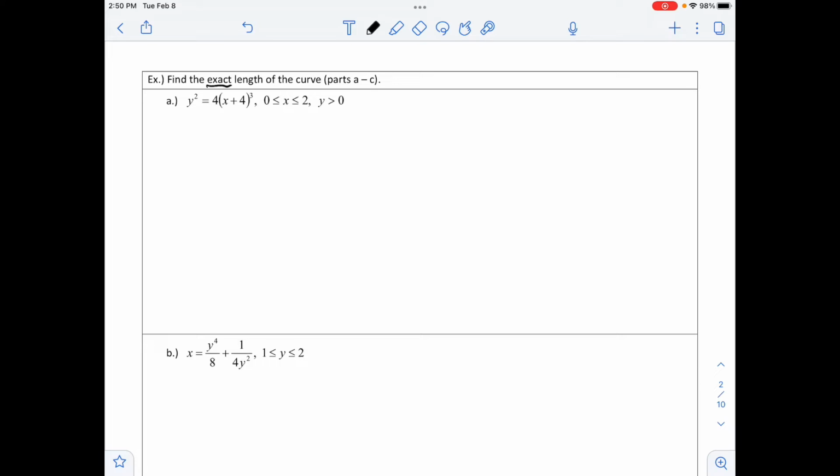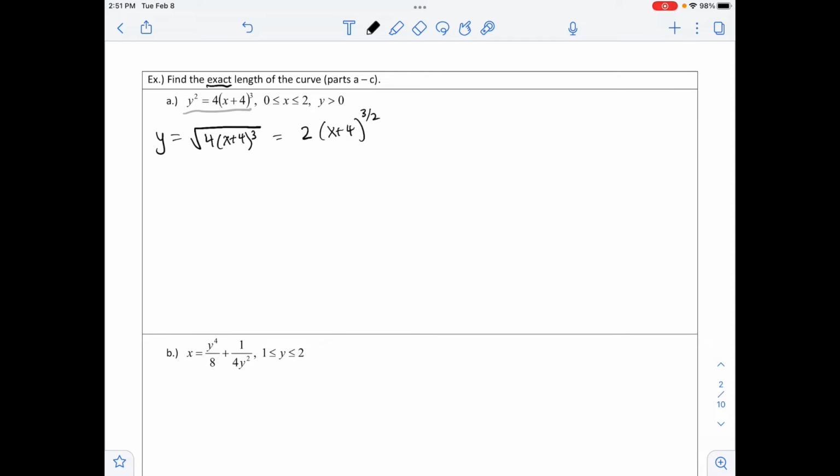So the function that we have right here, we're going to isolate y first. And so we would say that y is equal to the square root of 4 times x plus 4 to the third power. And rewriting this, we can rewrite this as square root of 4 would just be 2 times x plus 4 to the power of 3 over 2.